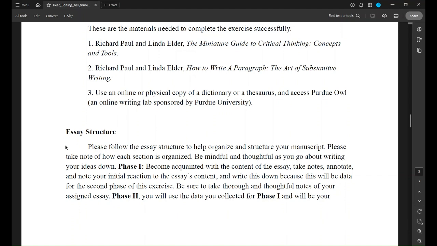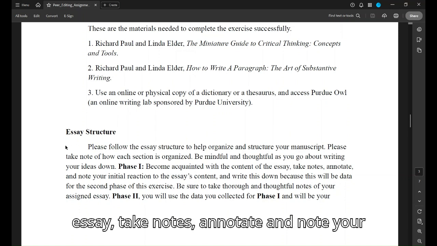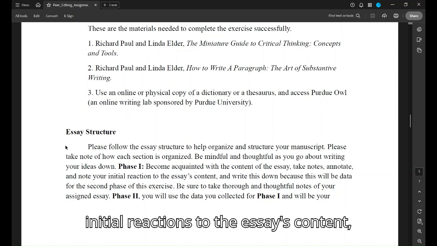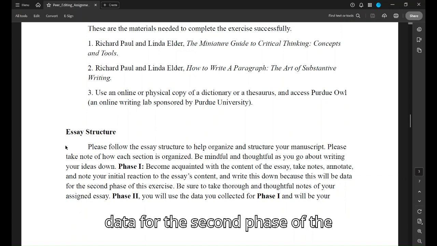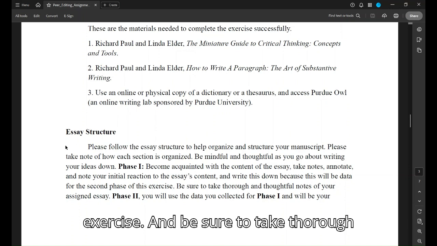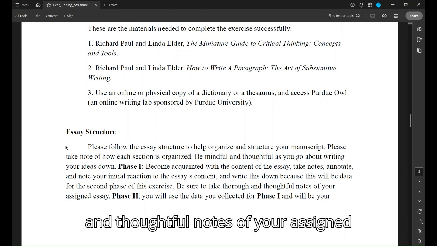So phase one. All right, this is what you're going to do now. Become acquainted with the content of the essay, take notes, annotate, and note your initial reactions to the essay's content, and write this down because this will be data for the second phase of the exercise. And be sure to take thorough and thoughtful notes of your assigned essay.